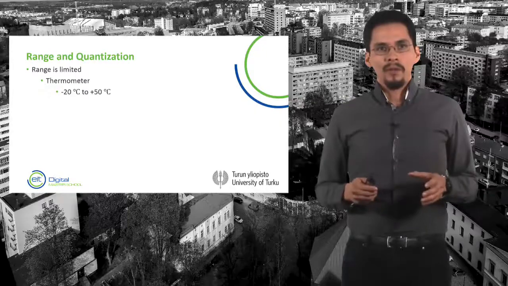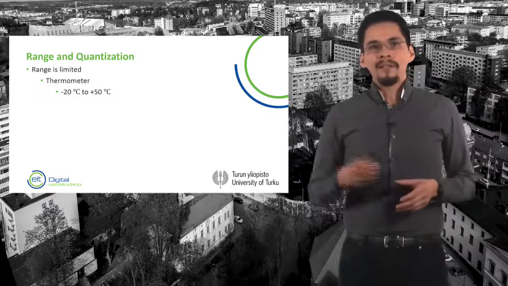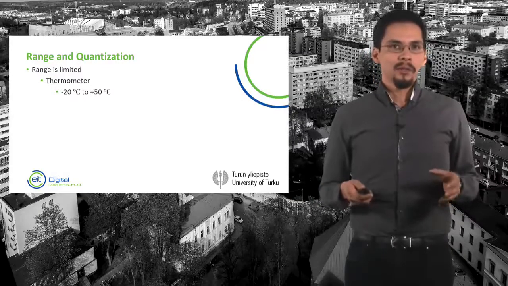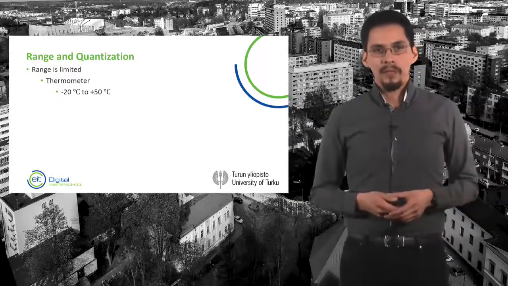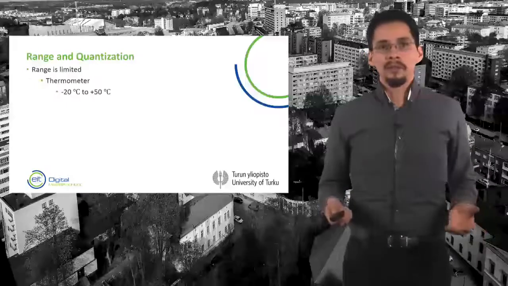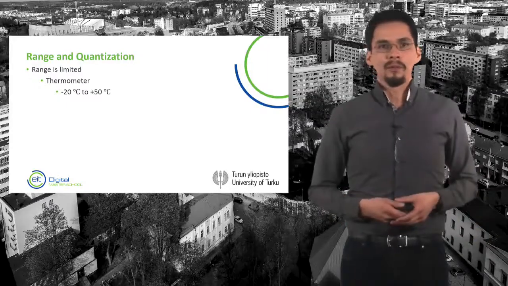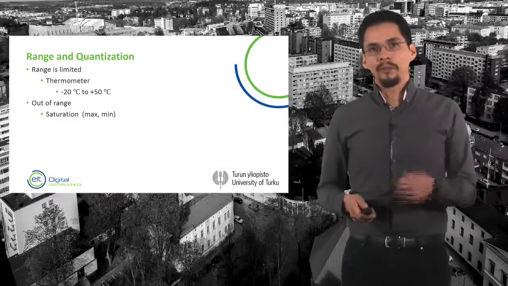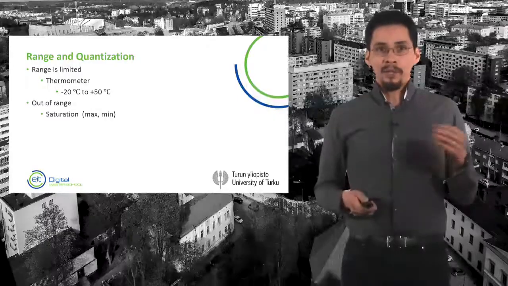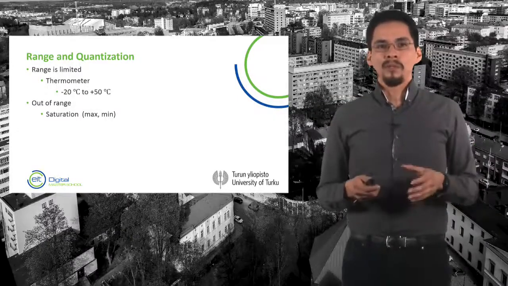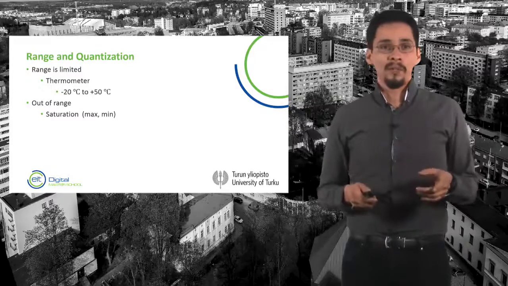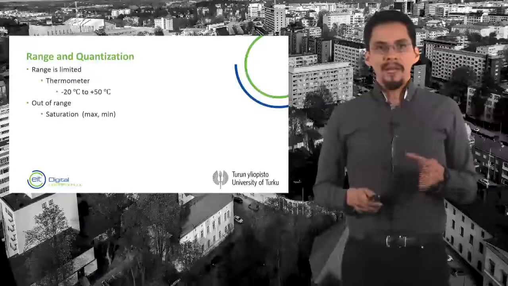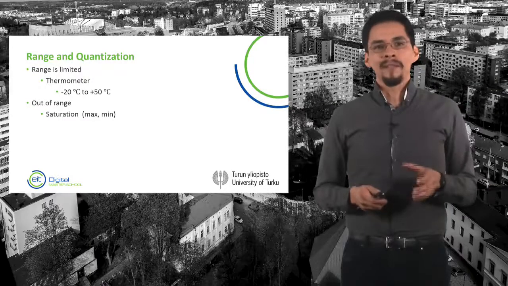Sensors' work range is limited. For example, a temperature sensor can operate in the range from -20 degrees Celsius to 50 degrees Celsius. Obviously, this should be taken into consideration when using such sensors. If the sensor is used out of its range, then saturation might occur. It means that the mentioned temperature sensor will show the temperature 50 degrees when the real temperature is, let's say, 60 degrees.